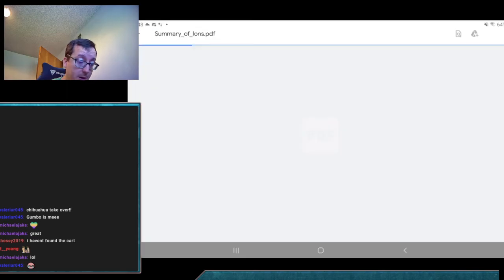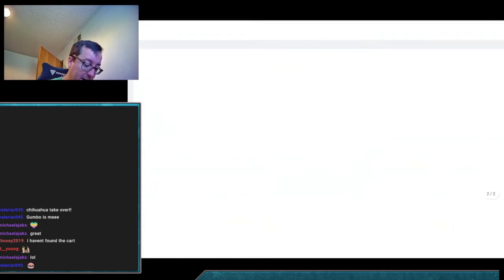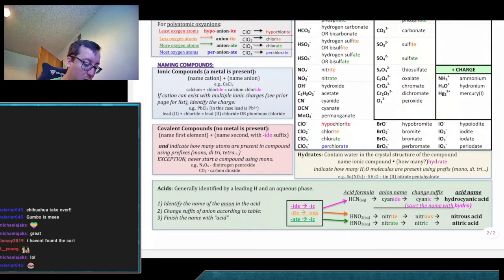Come on. There we go. All the rules are written here. If you can figure out what type of compound you have, the rules are here. Ionic compounds, you have a metal present, or ions, and that tells you how to name it. Covalent compounds, no metal is present.